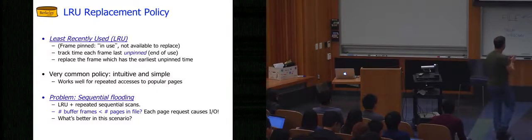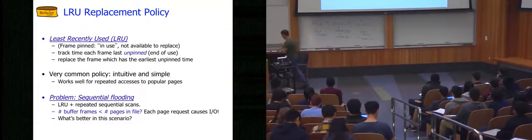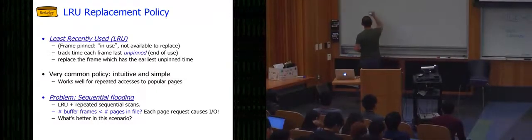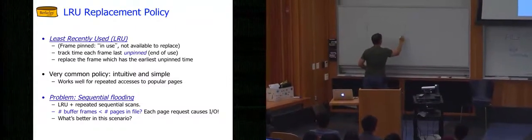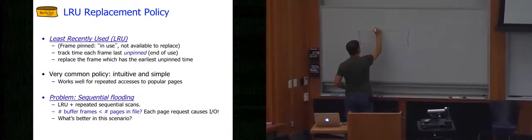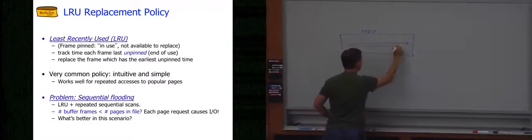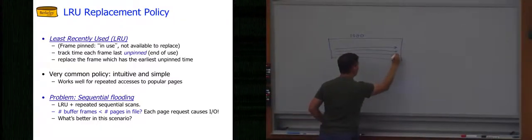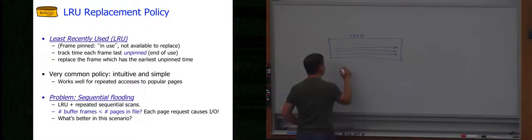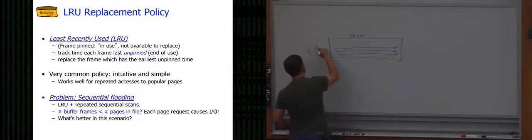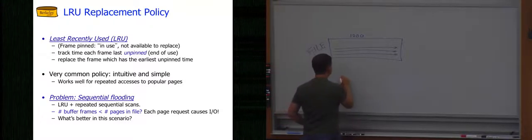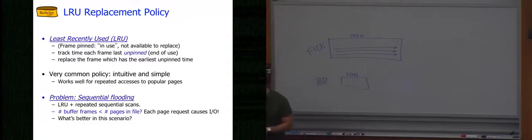Okay, the problem with it is sequential flooding, and this is where we left off last time. So imagine you have a file, and you're scanning it sequentially from start to finish. And we said the file was 1,000 pages long. And we're just going to scan it over and over and over, which seems like a brainless thing to do. So this is our file. And here's our buffer pool, which is 100 pages big. All right, so it can only hold 1/10 of that file.